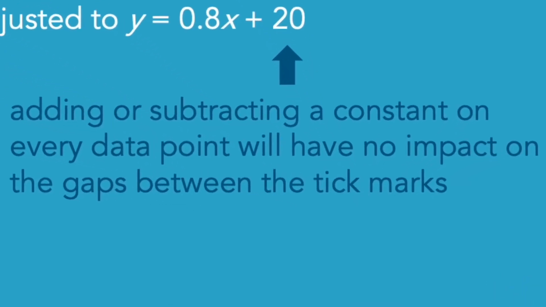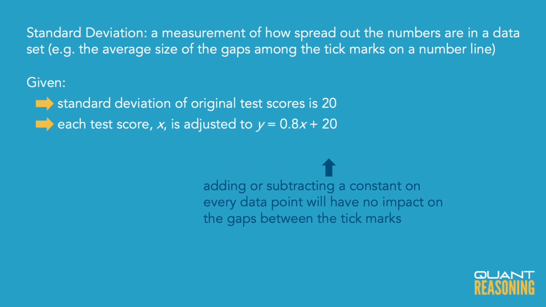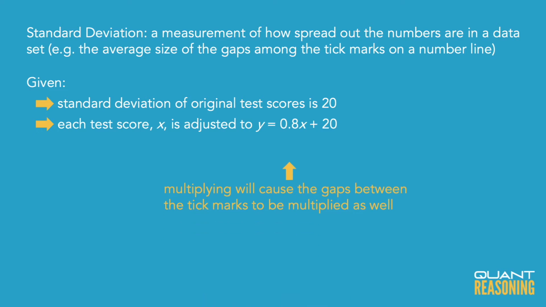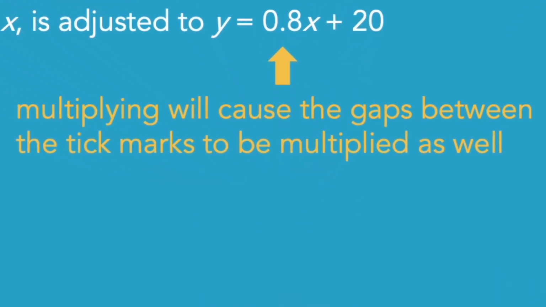Adding or subtracting some constant to every single tick mark in a set of numbers on the number line will have no impact at all on the distances among those tick marks on the number line. Multiplying each of them by 0.8, on the other hand, will have an impact. What impact? If every number in the data set is multiplied by 0.8, the gaps among the data points will also get multiplied by 0.8.